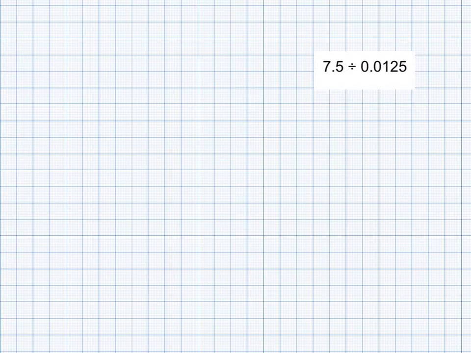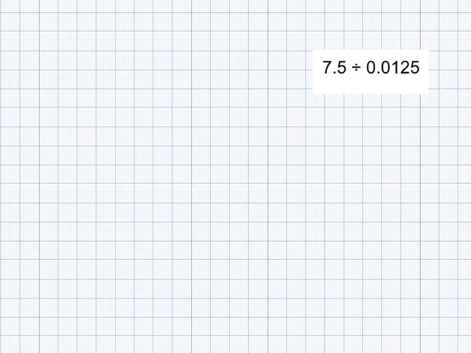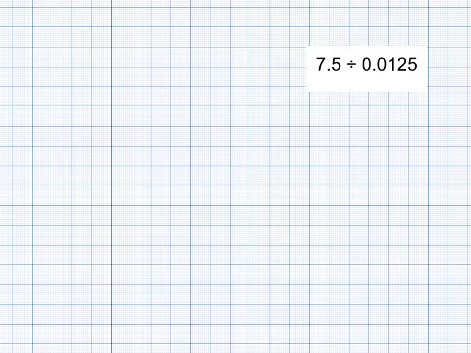Do another one. Once again, doing this on your grid paper. Make this a little bigger. All right, so here's a decimal in both the divisor and the dividend. Here's one thing I like to teach. Instead of saying what's 7.5 divided by 0.0125, I like to write this down. I'm just going to show you. You don't have to write this down, but just follow me. You might like this method better.